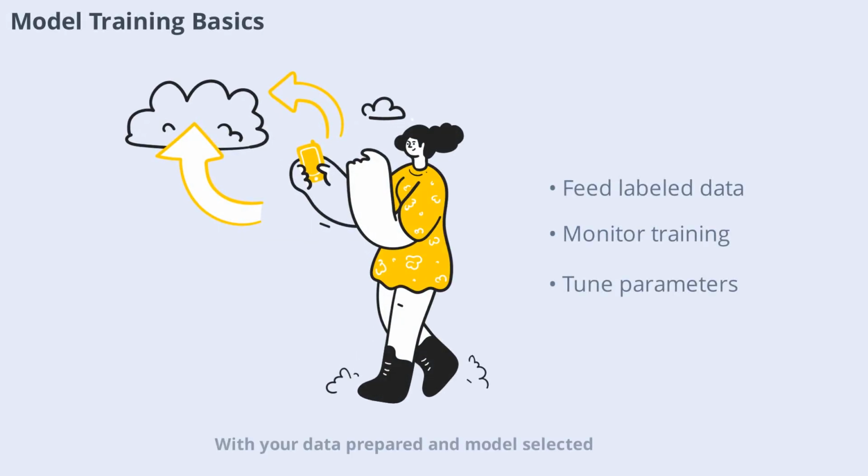With your data prepared and model selected, it's time to train your narrow AI system. Training involves feeding labeled data into the model so it can learn patterns and make predictions. Monitor the training process closely, adjusting parameters as needed to improve performance. Use techniques like cross-validation to ensure your model generalizes well to new data. Remember, training is often an iterative process that requires patience and careful tuning.